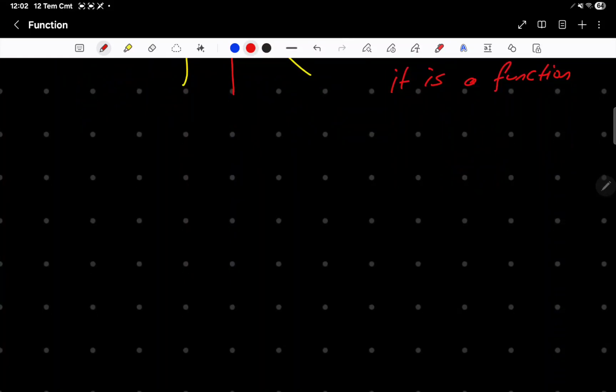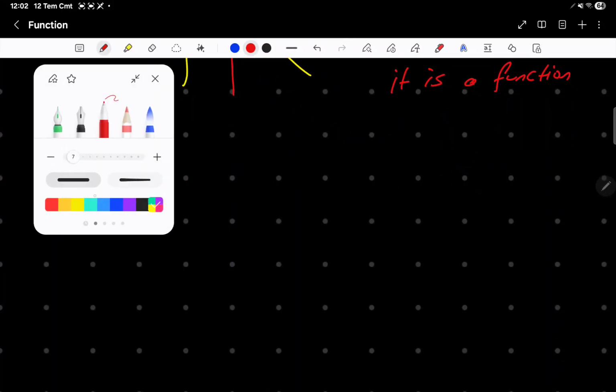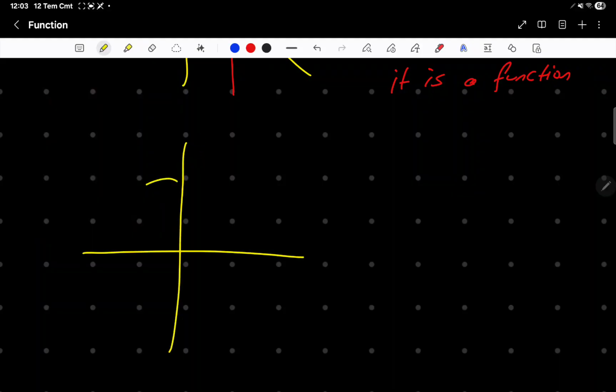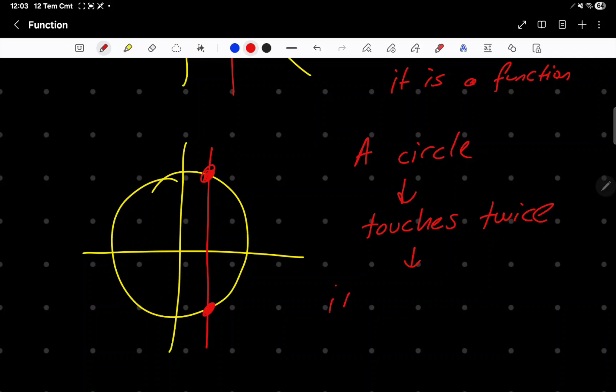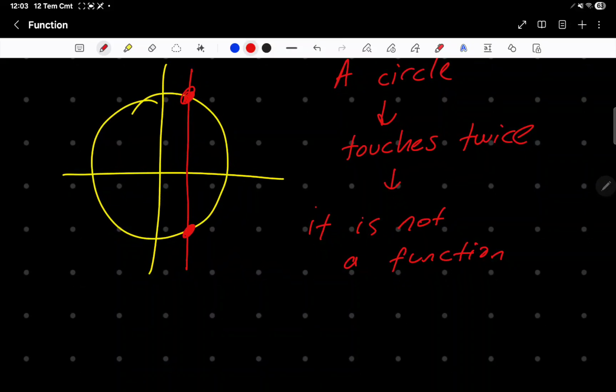Now, look at this circle. A vertical line crosses it twice in some places. It touches twice. It is not a function.